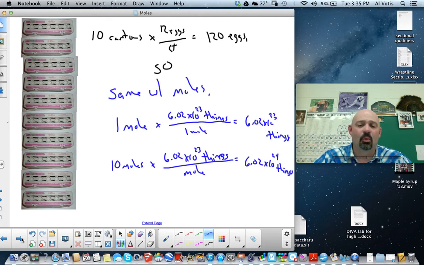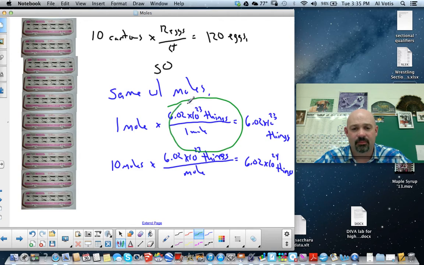Okay? So the mole thing works exactly the same way. Since 1 mole of substance is 6.02 times 10 to the 23rd things, I can use that as a conversion factor just like I did in these previous examples. So let me switch colors here. This 6.02 times 10 to the 23rd over 1 mole is a conversion factor.